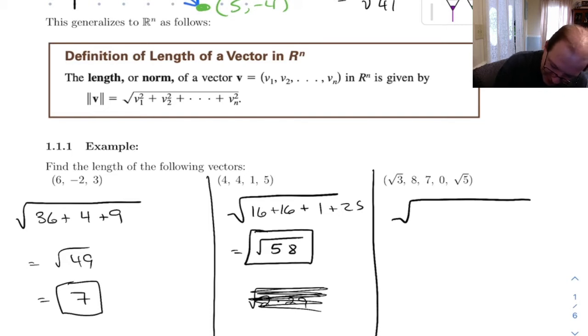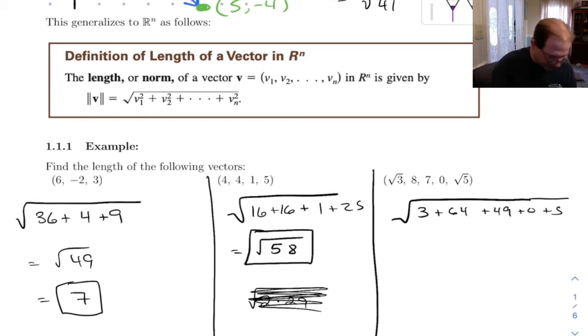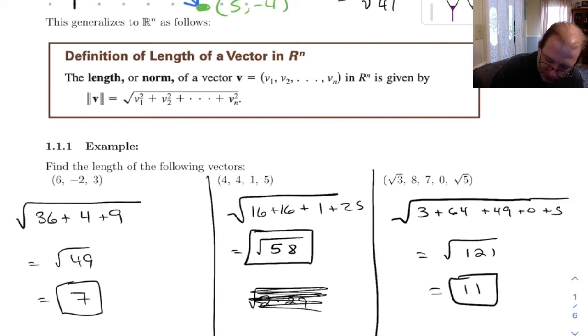Square all these. You square the first one, you get 3, 64, 49, 0, and 5. Let's see, what is that? 3 plus 64, that's 67, plus 49, plus 5. Well, that's nice. This gives us a 121, which is a perfect square, gives us 11.